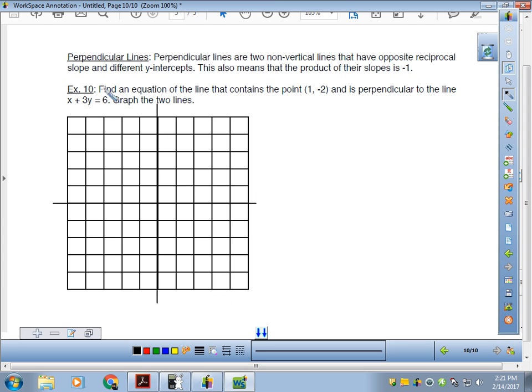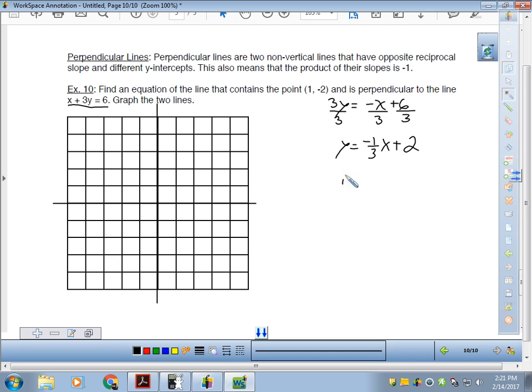So example 10 asks us to find an equation of a line that contains the point (1, -2) and is perpendicular to the line x + 3y = 6. So perpendicular means opposite reciprocal slope. So I need to find the slope of this line first. I'm going to move the x over and say 3y = -x + 6. And then I'll divide everything by 3. And so I'll get y = -1/3 x + 2. So the slope here is the number next to x, so it's -1/3.